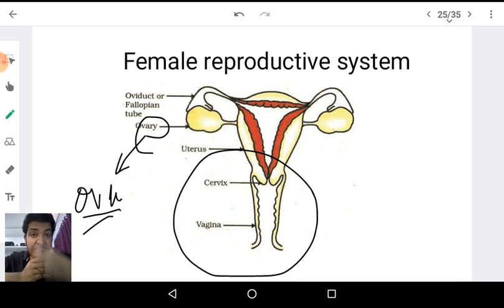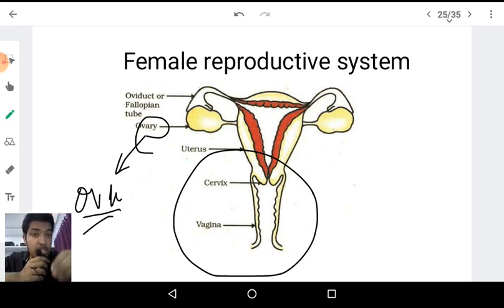In males, the testis produces a class of hormones that is known as androgens, among which the primary one is the testosterone. In females, the ovary produces estrogen, that is the primary hormone in females, which is responsible for the maintenance of the secondary sexual characters. Now talking about the uterus.